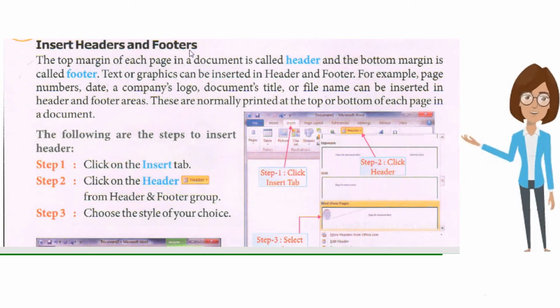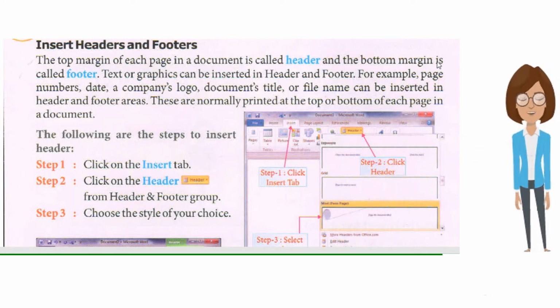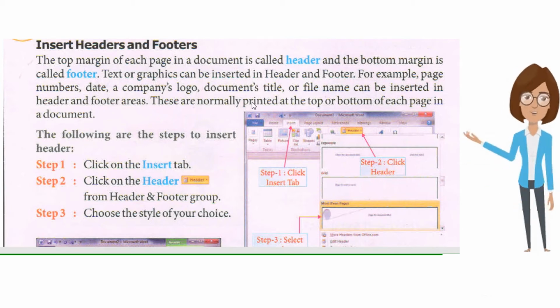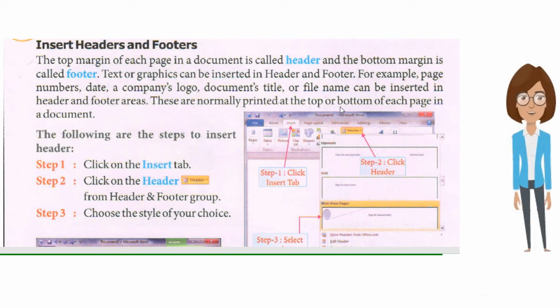Insert headers and footers. The top margin of each page in a document is called the header and the bottom margin is called the footer. Text or graphics can be inserted in the header and footer. For example, page numbers, date, a company's logo, document's title or file name can be inserted in header and footer areas. These are normally printed at the top or bottom of each page in a document.